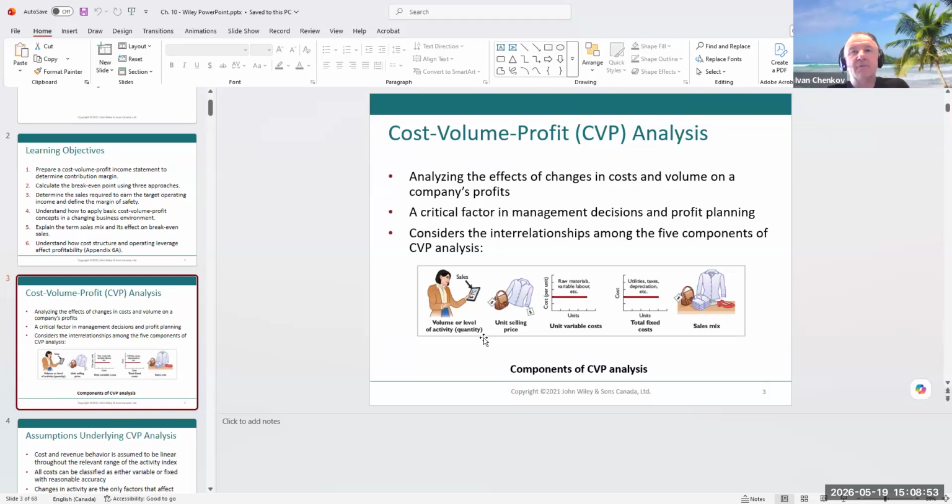First one is the volume or level of activity. How much do I have to sell? Do I have to sell 10 pieces or 50 pieces? How much is my sales price per unit? How much is the single price for one item? How much is the variable cost, again, per unit? Then we're going to see how much is the total fixed cost. And then we're going to see what's the sales mix.